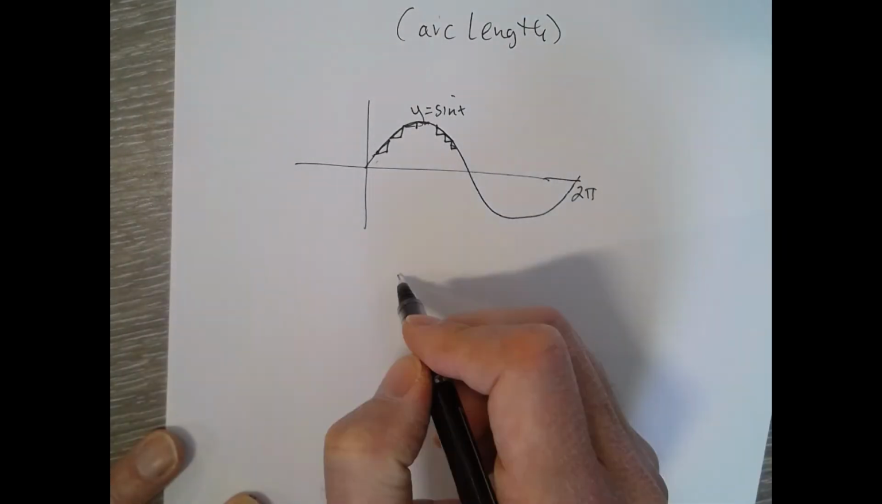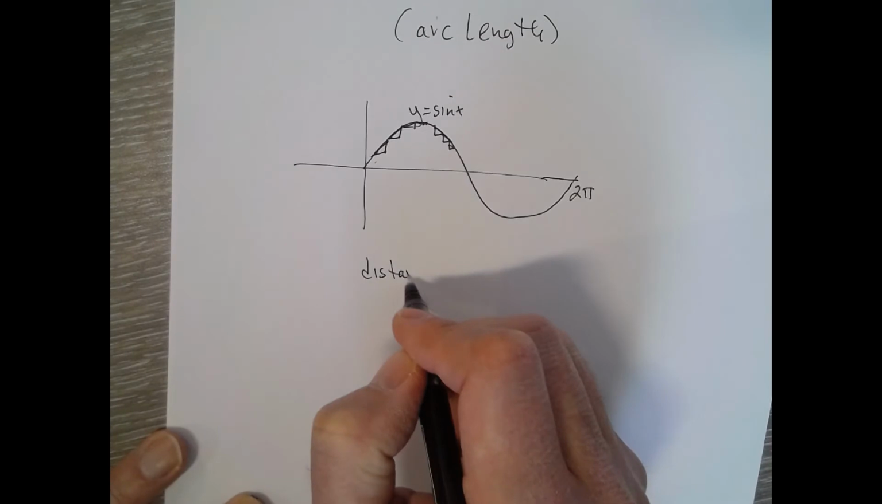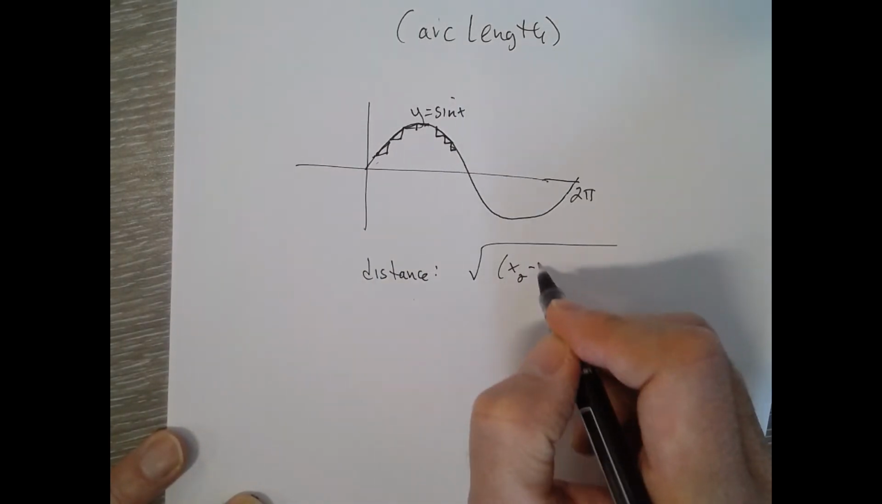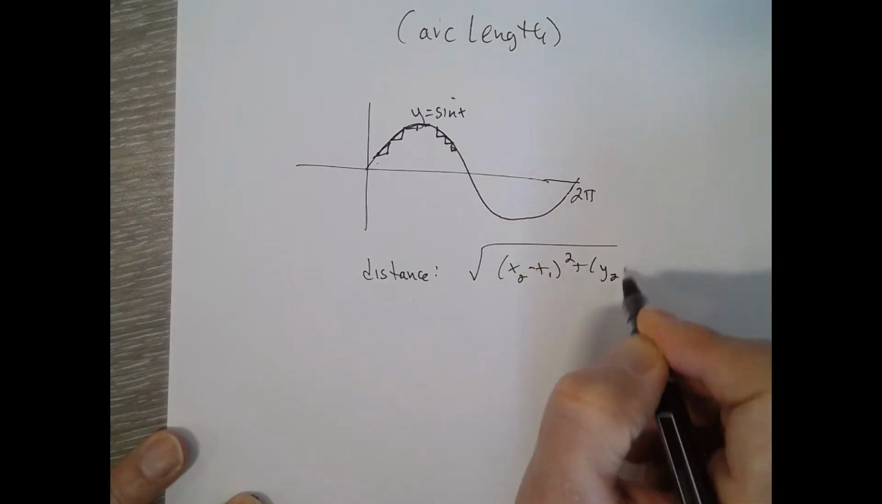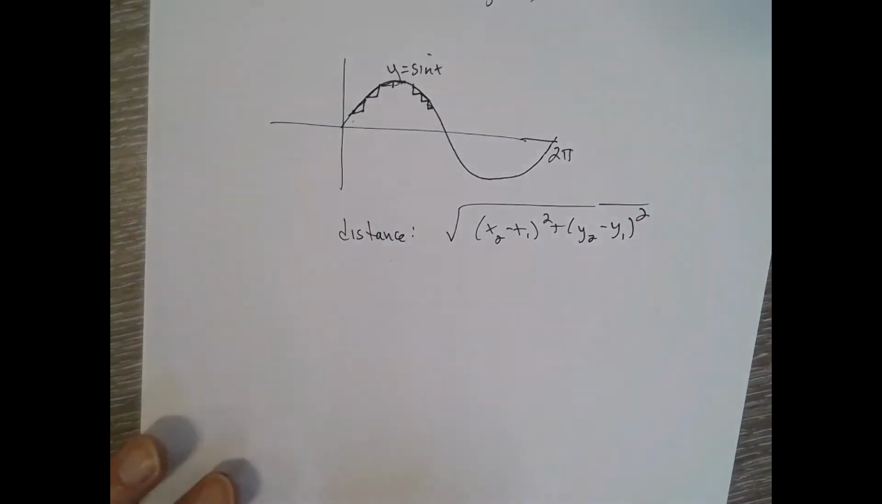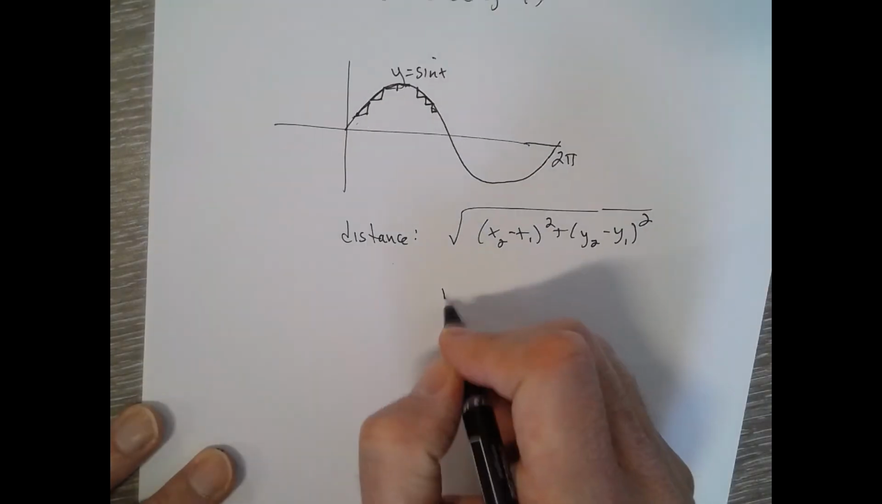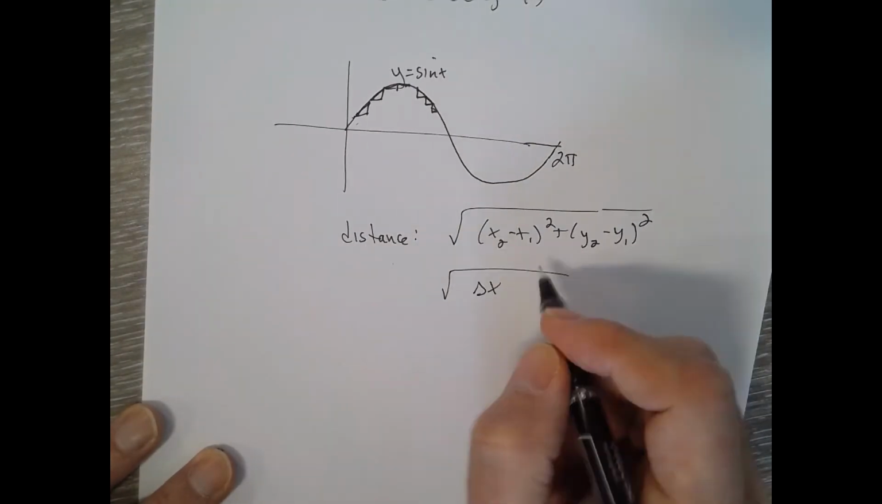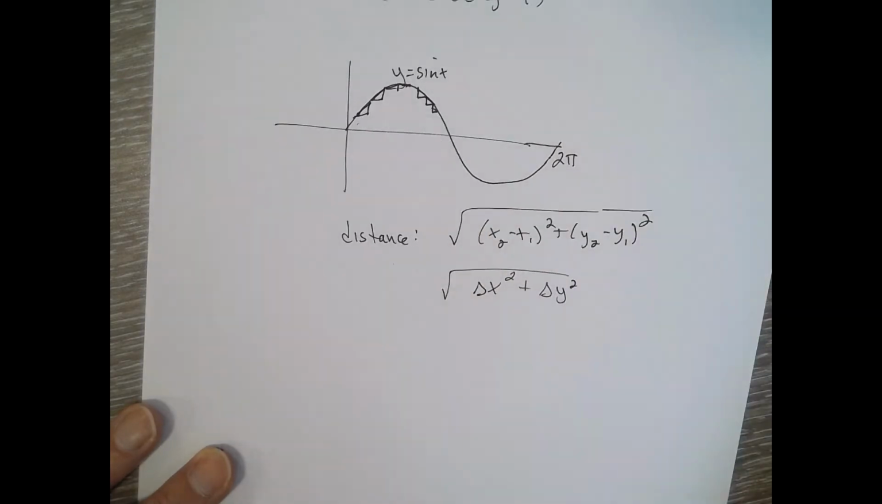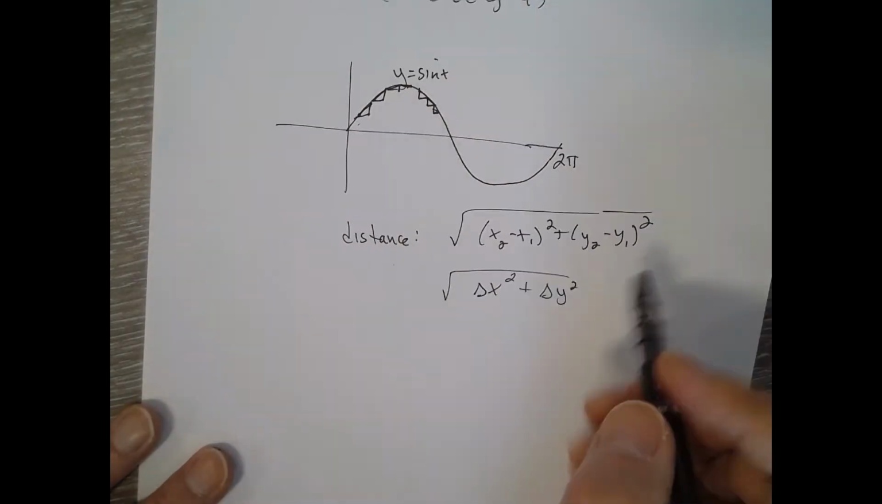The distance formula is the square root of x2 minus x1 squared plus y2 minus y1 squared. Okay, so that's the distance between 2 points. So I'm going to call it just delta x squared plus delta y squared. Okay, so that is the distance formula.